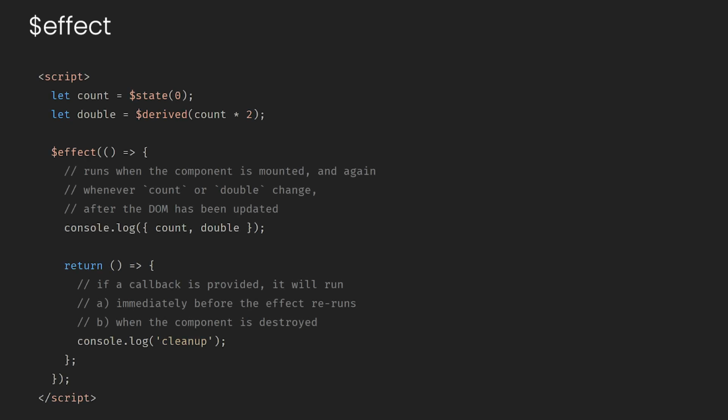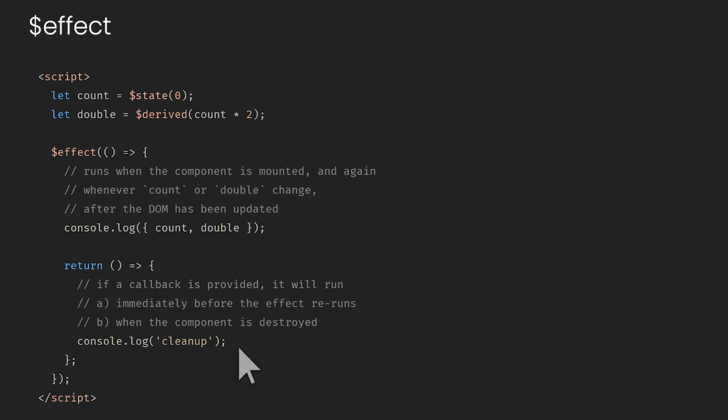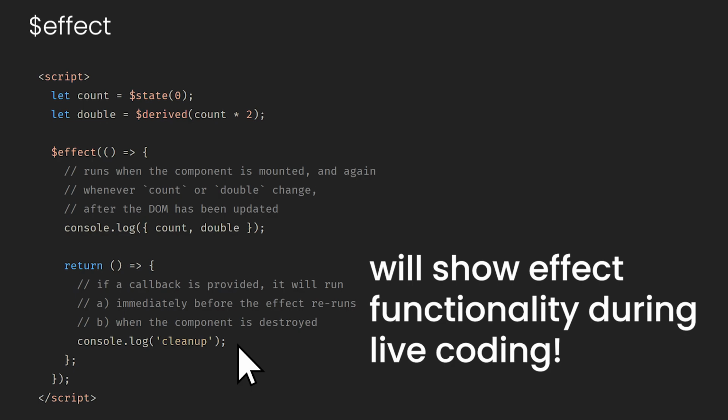This is kind of a longer example, so don't be too worried about the specifics, but effect also has a callback function you can return to it. This callback will get run whenever the effect gets rerun, so for example, getting run a second or a third time, or when the component gets destroyed. I know effects may be confusing, so later in this video I will make an emphasis to show them during the live coding.